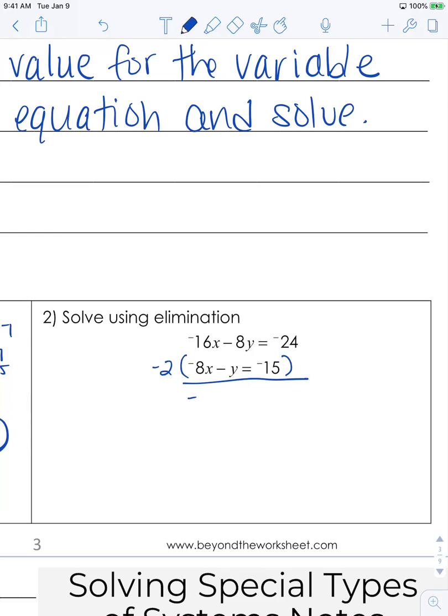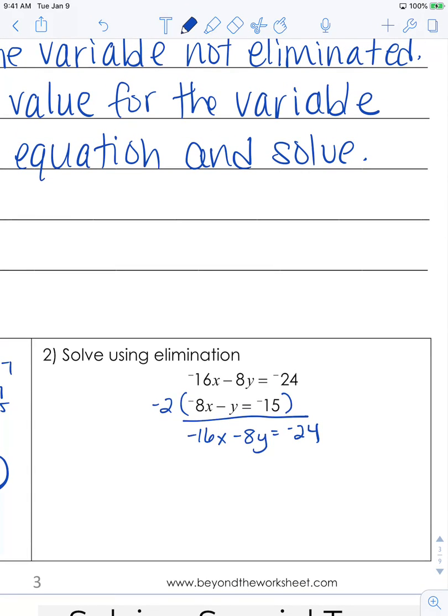So the first equation I'm not using, so I'm going to bring it down. -16x minus 8y equals -24. The next, down here, I'm going to multiply. -2 times -8 is +16. -2 times -y is +2y. And then -2 times -15 is +30. Add straight down, your x's cancel out. -8y plus 2y is -6y. -24 plus 30 is 6. Divide by -6, and y is equal to -1.